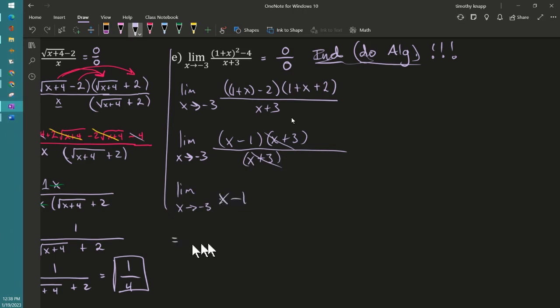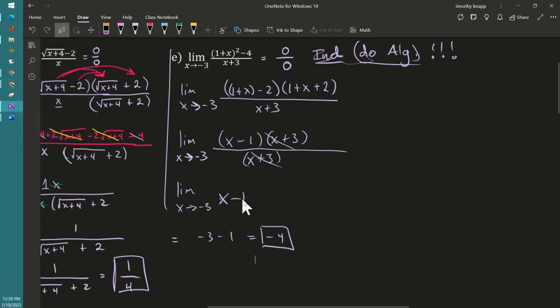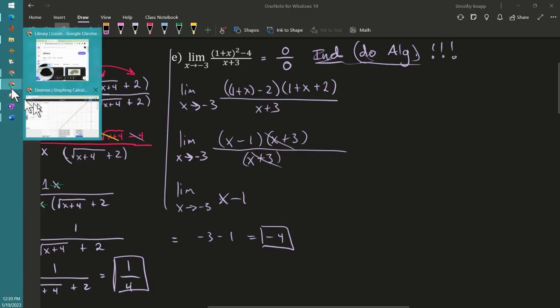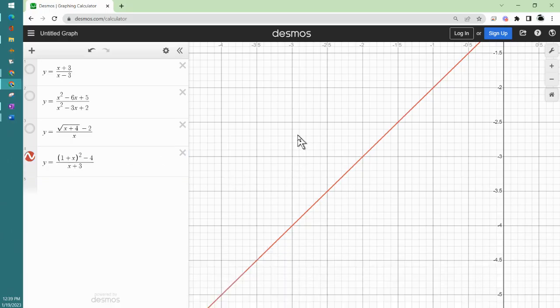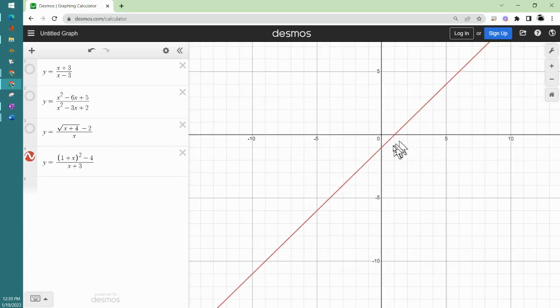And now if I go ahead and evaluate my limit, I'm going to plug in my -3, and I get -3 minus 1, which is -4, which is exactly what I was anticipating, based on our graphical analysis from before. Notice this graph, x minus 1. If you look closely, that's the graph that you get when you cancel everything out. And look at this line. This is the x minus 1 graph right here. But I've graphed the original function.